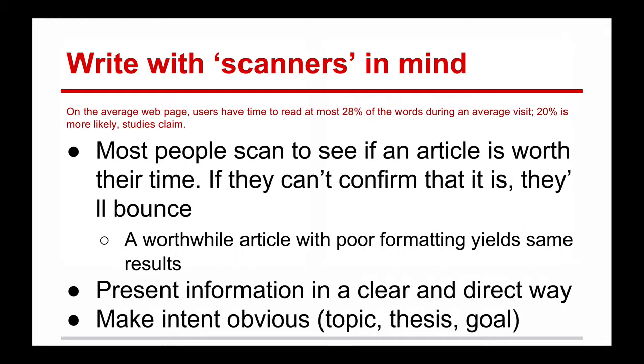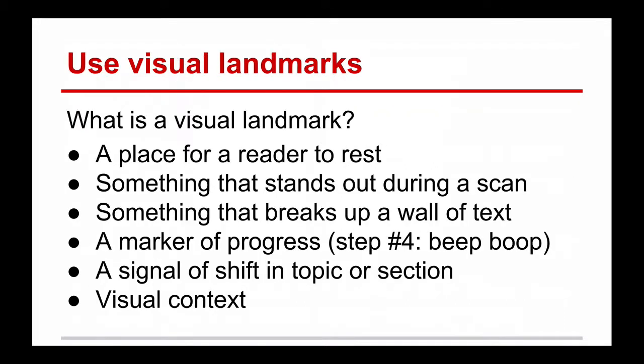So people are going to look at an article and decide quickly, within a couple of seconds, if this article is worth their time and if it's what they're looking for. If they can't confirm it, they're going to bounce away, they're going to click out of your article. Now, key word here is confirm. You might have an article that is just 10 paragraphs, no formatting, and it's exactly what someone wants, the information, but if they can't tell because there's no formatting, then they're not going to be able to glean quickly that this is what they're looking for. So present information clearly and directly using visual landmarks.